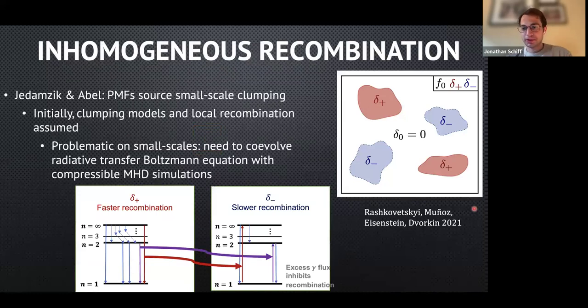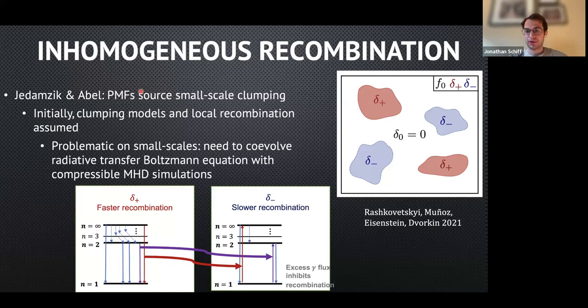So about 10 years ago, it was realized by Karsten Jedamzik and Tom Abel that primordial magnetic fields are a really natural source for this small scale clumping, that realistic primordial magnetic field strengths that people consider that aren't directly constrained already would naturally source baryon clumping very far into this diffusive damping tail, where you would typically expect to have no excess power.